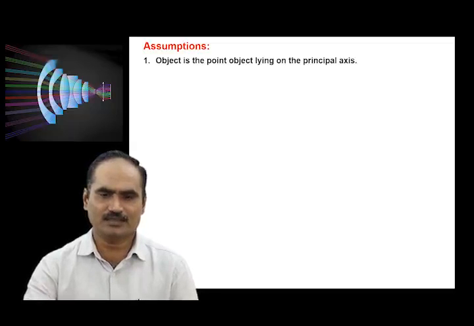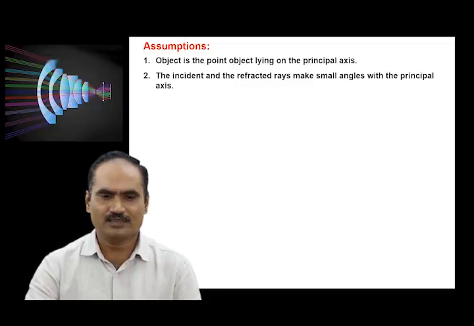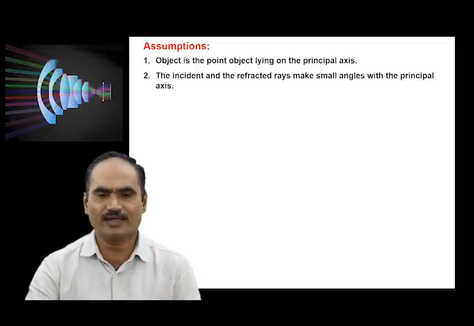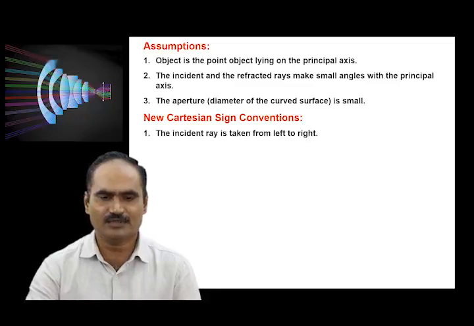Before going to some derivations, we need to have some assumptions and some conventions, right? First, the assumptions. The object is a point lying on the principal axis. So first we will keep a point object on the principal axis, and the incident light rays are refracted with small angles, right? We'll consider that. Then the aperture is also small. By considering all these assumptions, we derive the equations. We shall see how these derivations are obtained.